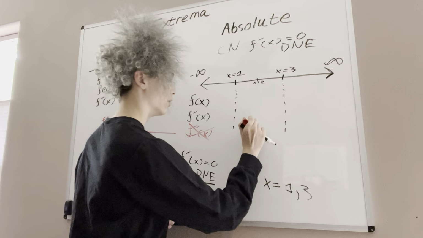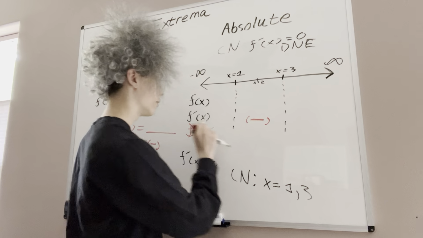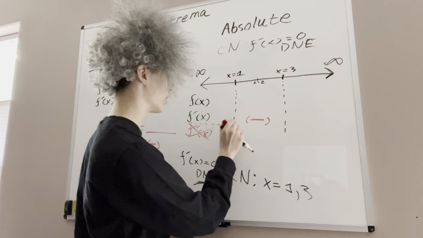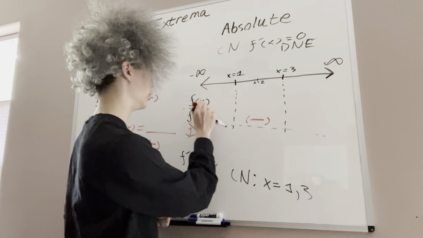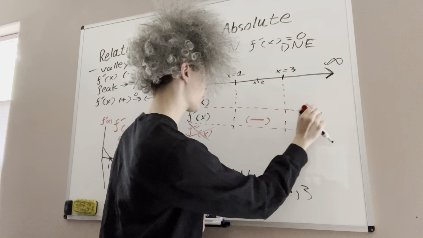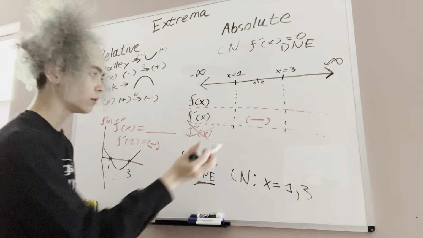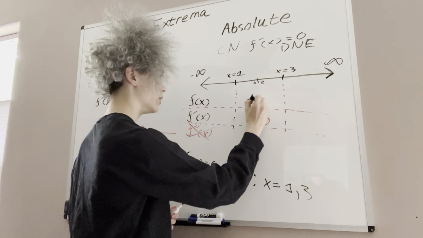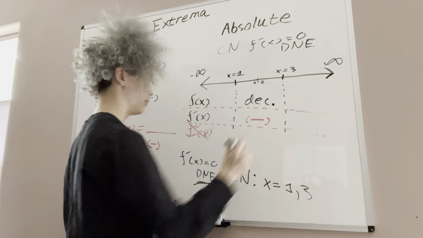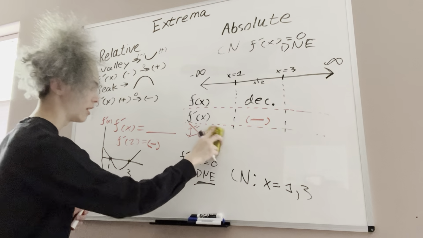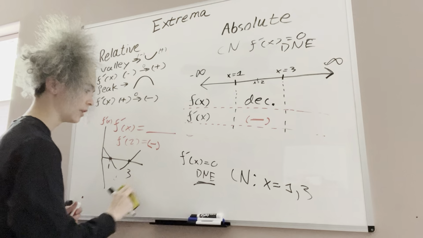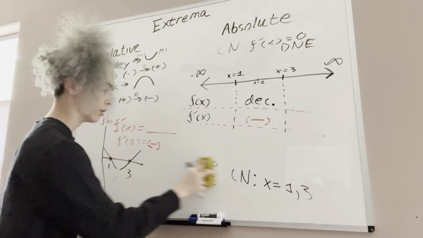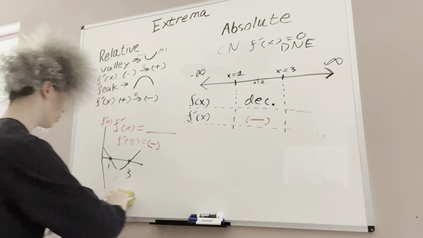I always like to draw these out next to the f prime of x function, creating a little table almost, right? So since f prime of x is negative, f of x is decreasing. I'm going to go ahead and erase f double prime because we're not going to use that, and I'll erase this critical number stuff down here since we know our critical numbers.